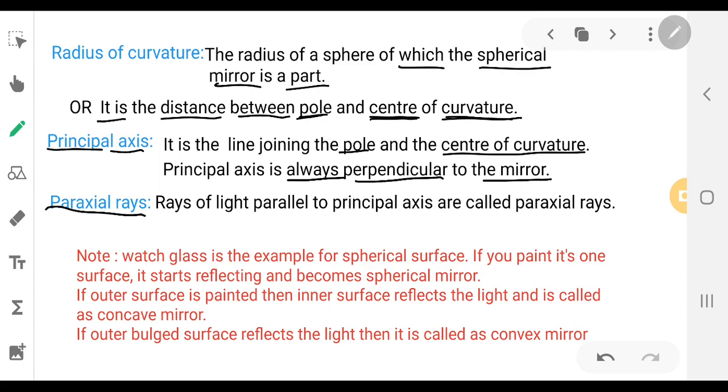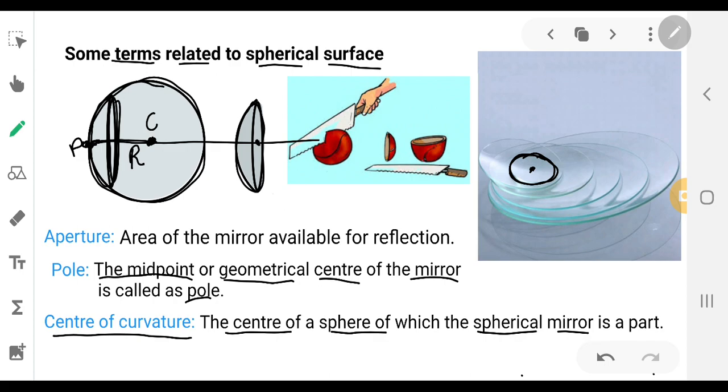Paraxial rays. The rays of light parallel to the principal axis are called paraxial rays. This is the principal axis, and the light rays falling parallel to it are called paraxial rays.